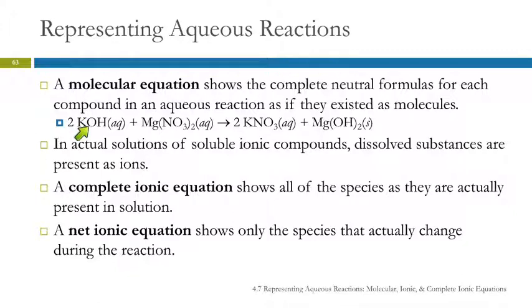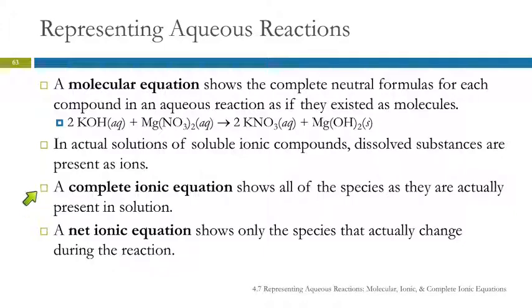But this seems to suggest that potassium hydroxide dissolved in water is actually little molecules of KOH, when that's not the case. This is an ionic compound, and so it separates into individual ions. That's the same with all of these aqueous ionic compounds. Those soluble ionic compounds are actually present as ions. So we can also write what's called a complete or total ionic equation, and that shows all of the species as they actually are in solution. If it's individual ions, we write them as individual ions.